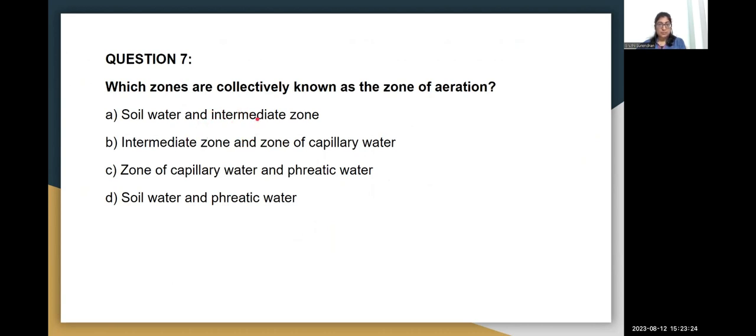It was an error while putting the question. So although the answer that I've written here is A, the correct answer will be both of these together. It's soil water, intermediate, and zone of capillary water that is collectively known as the zone of aeration. So sorry about the error from my side. But the correct answer will be A and B.